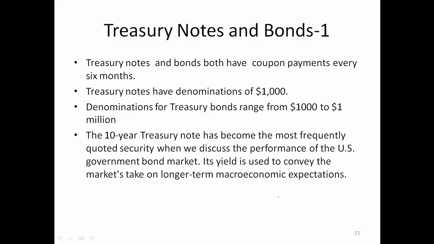Treasury notes and bonds both have coupon payments every 6 months. Treasury notes have denominations of $1,000 per bond, and denominations for Treasury bonds range from 1,000 to 1 million. The 10-year Treasury note has become the most frequently quoted security when we discuss the performance of the U.S. government bond market. Its yield is used to convey the market's take on the long-term macroeconomic expectations.